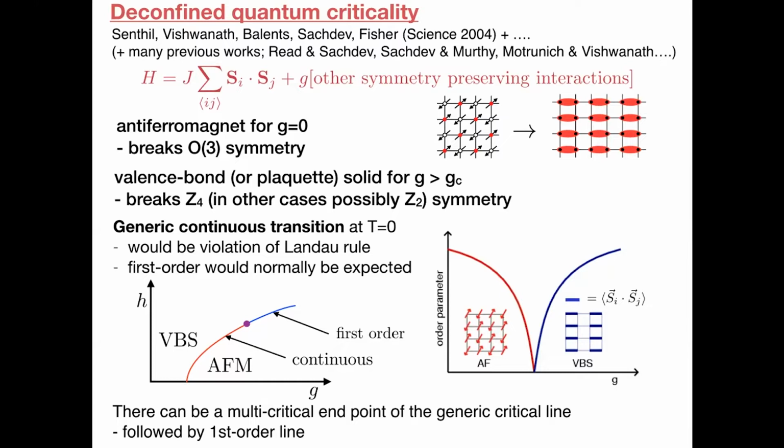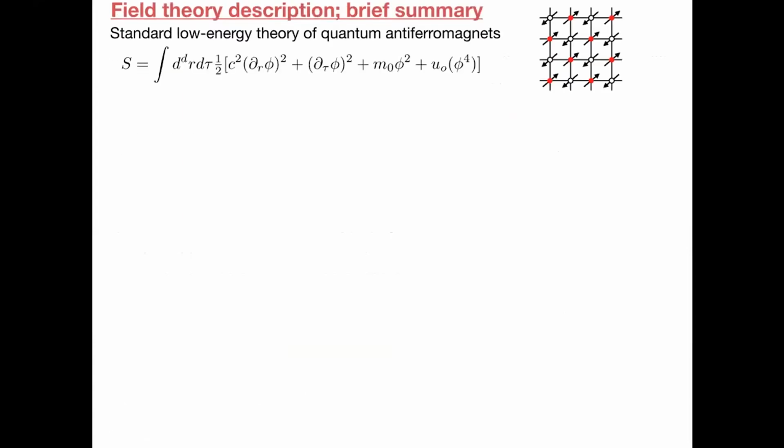Generically, if you just take a model that has this transition, you would end up here or here. You would very unlikely end up at the multi-critical point. Okay, now the field theory. Again, I'm not an expert, but let me give you a quick take on it.